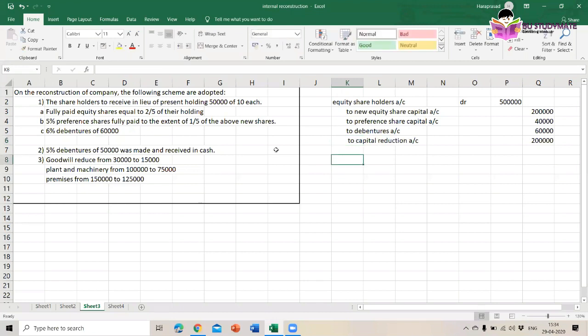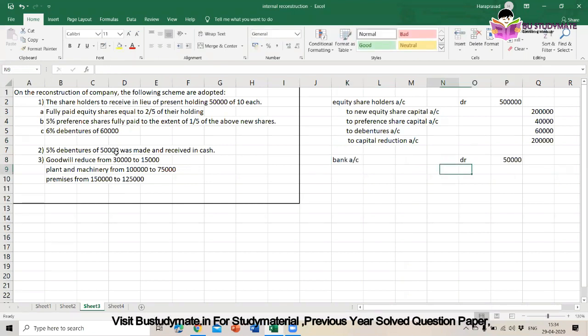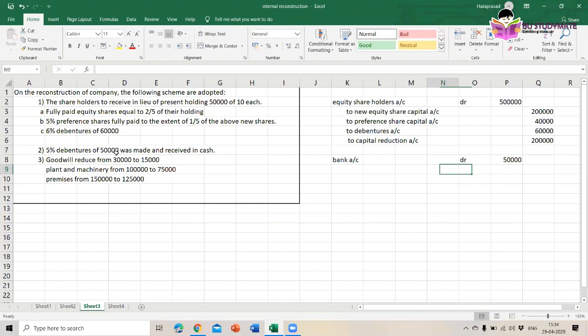Okay, then they told that 5% debenture of rupees 50,000 was made and received in cash. So for this, we have to write down the journal entries. We have received the cash of 50,000 rupees. So bank account, debit, how much? 50,000, to 5% debentures.